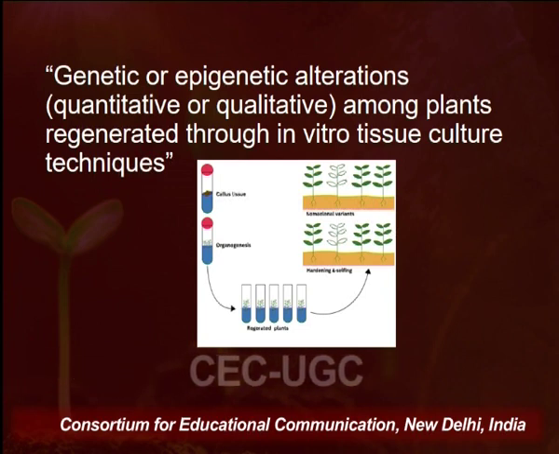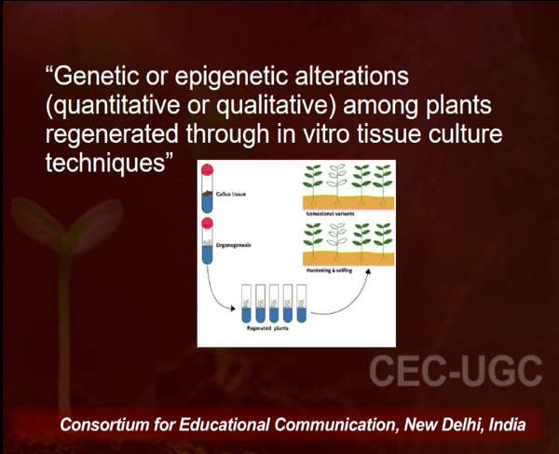When we say quantitative, it means the number of chromosomes may increase or decrease, and when we talk about qualitative, there might be certain aberrations in the chromosomes. When we talk about phenotypic changes, there may be an increase in the biomass, the aerial biomass of the plant, or a decrease in pigmentation or hyperpigmentation in a particular plant, and so on and so forth. So these are some of the changes that occur during somaclonal variations.